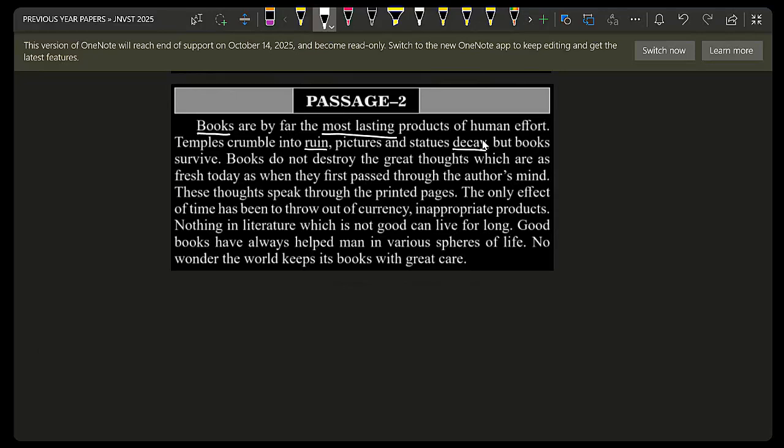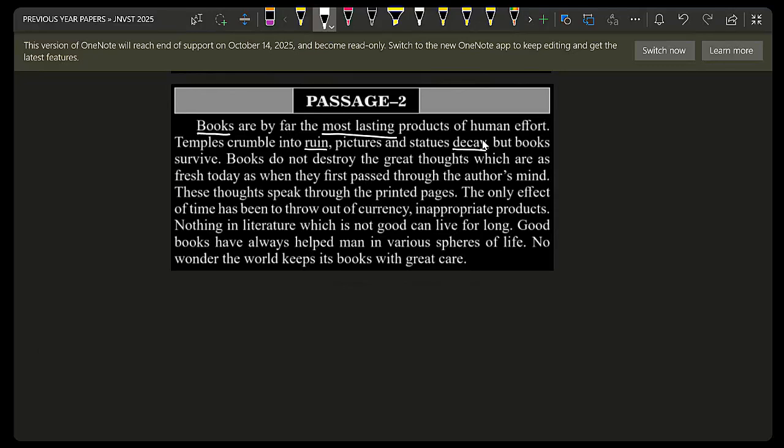Books do not destroy the great thoughts, which are as fresh today as when first passed through the author's mind. So let's take an example. An author wrote a book 100 years back. Whatever thought was in his mind, he wrote in a book and got it printed. Now if you open that book and read it, it looks like a fresh thought today. So time is not decaying the idea of the book.